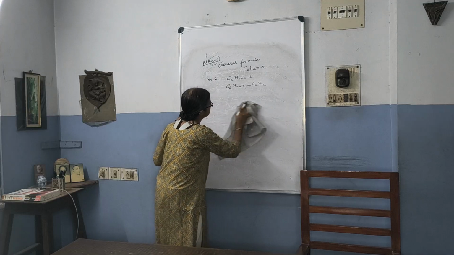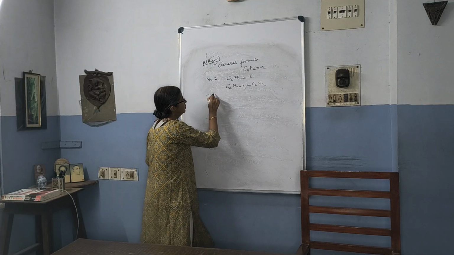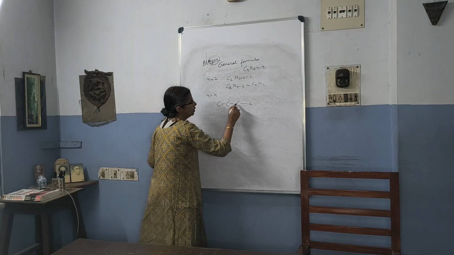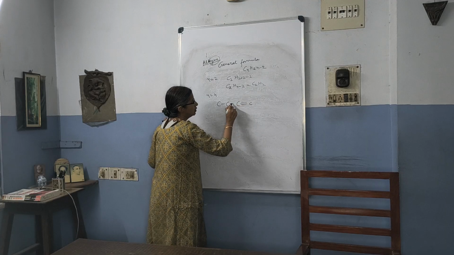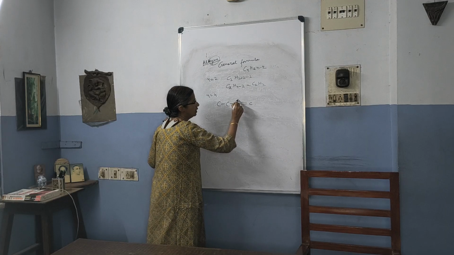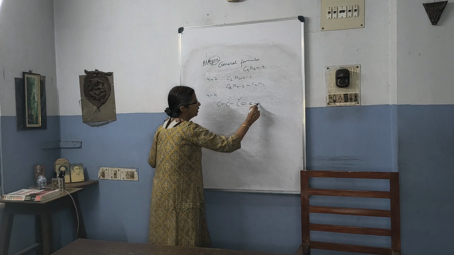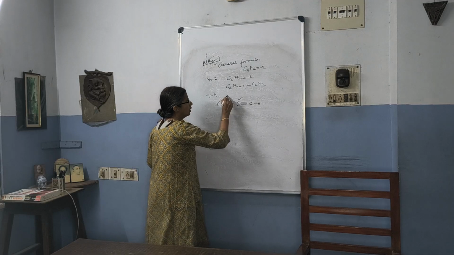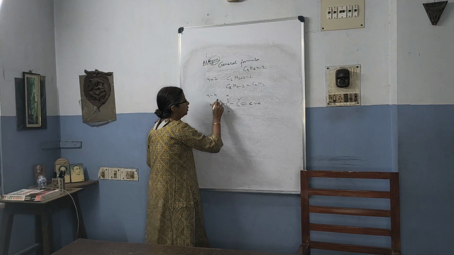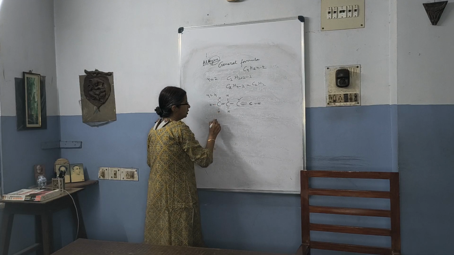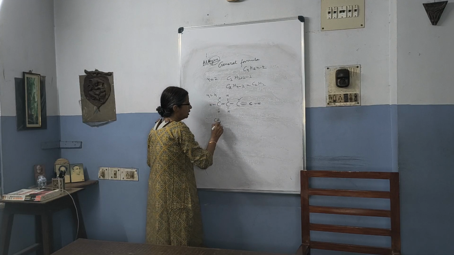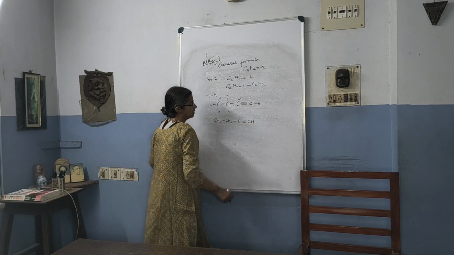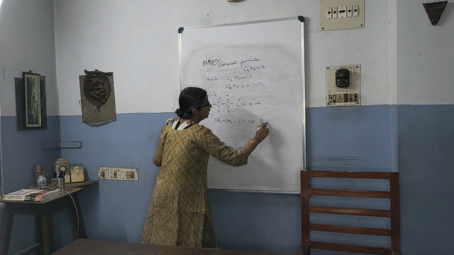Let us see how this butyne comes. n is equal to 4. So it is 1, 2, 3, 4. So this carbon is over. Now this carbon will require one more hydrogen, and for this carbon 1, 2, 3, 4. So it is CH3, CH2, C triple bond CH. So this is butyne.